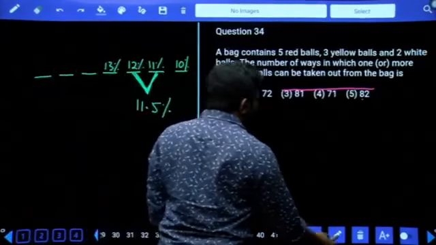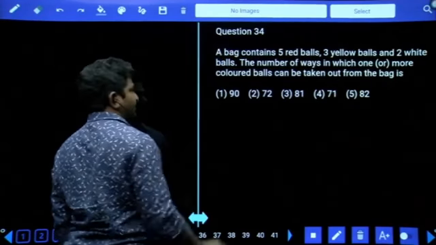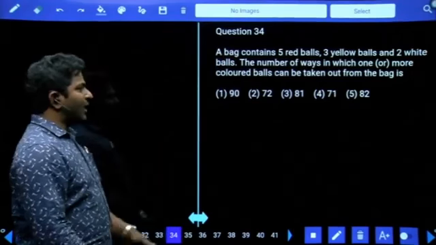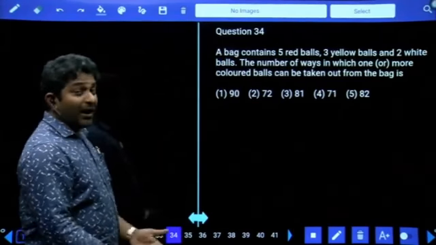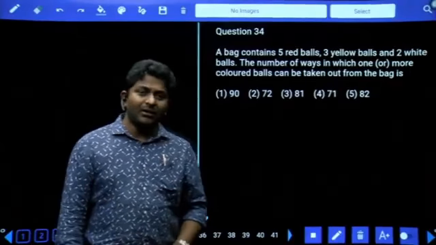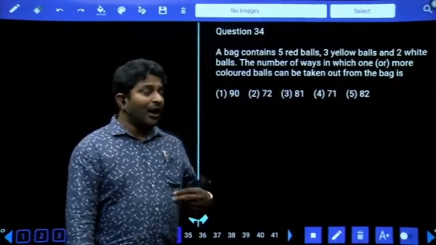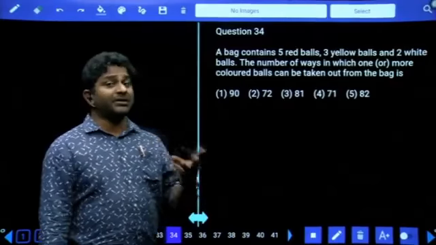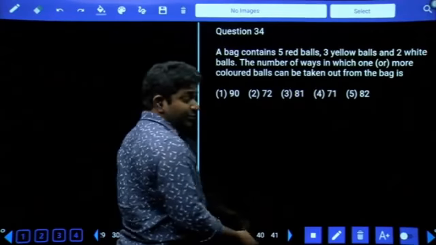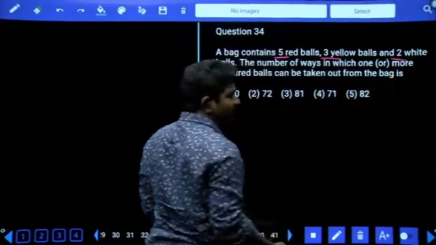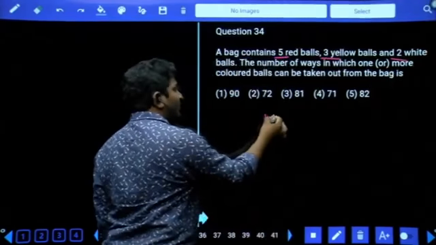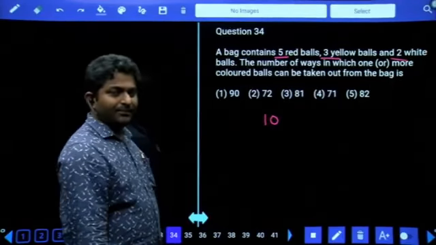A bag contains 5 red, 3 yellow and 2 white. The number of ways in which one or more colored balls can be taken out from the bag is. One or more in the sense, you can pick one ball, one color, single color, or you can pick 2 colors, or you can pick 3 colors also. So if it is one color, out of 5 red, 3 yellow, 2 white, you can pick anything. That is, out of 10, you can pick any one.